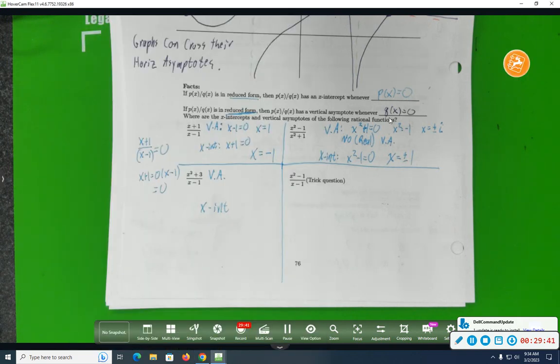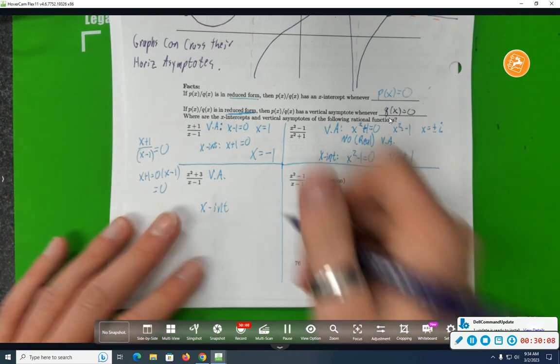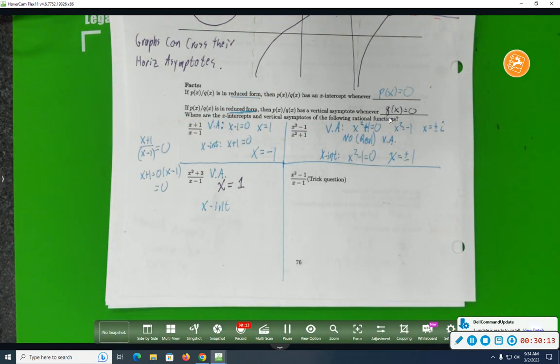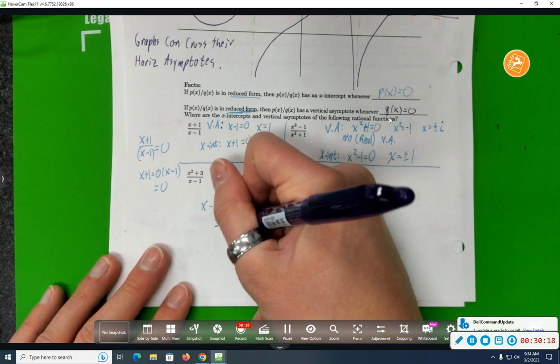All right, so people feel like they have some answers just to that one? Where are its vertical asymptotes? At x equals 1. Oh, I said x-intercepts, but the first one's vertical asymptotes. Oh well, the point stands. The vertical asymptote is at x equals 1. What about its x-intercepts? Plus or minus 3i. x-intercepts at plus or minus 3i.